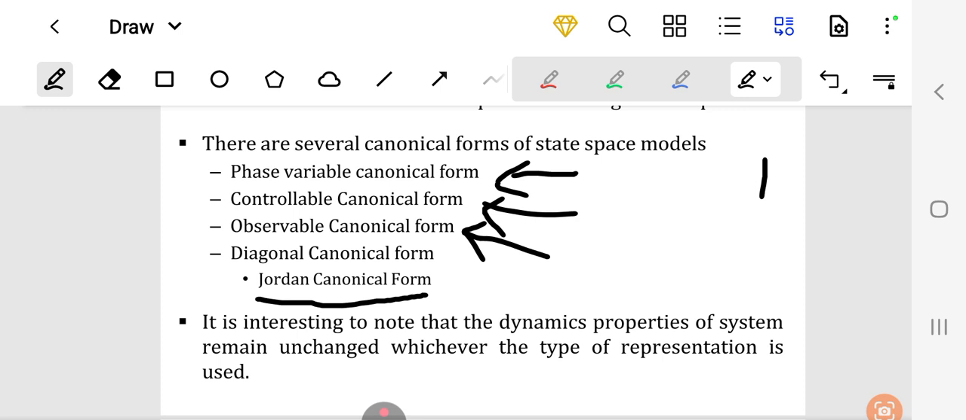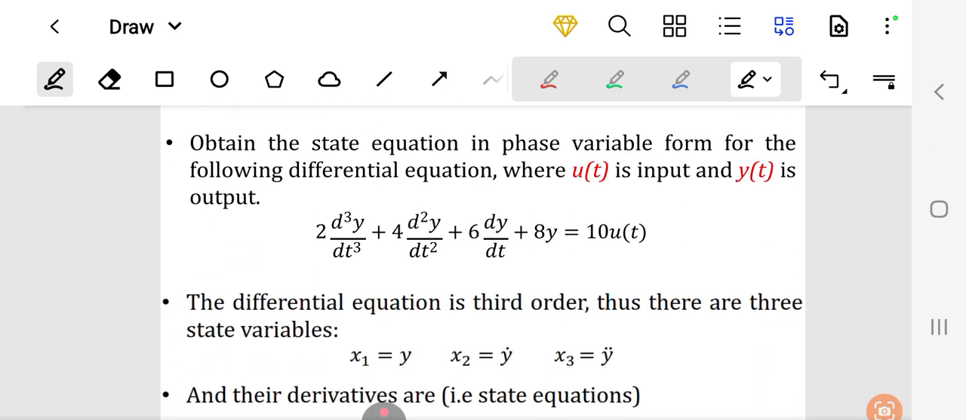An interesting note is that the dynamic properties of the system remain unchanged whichever type of representation is used. This means that the dynamics of the system do not depend on the type of canonical form you are using, they only depend on the dynamics of the system itself.